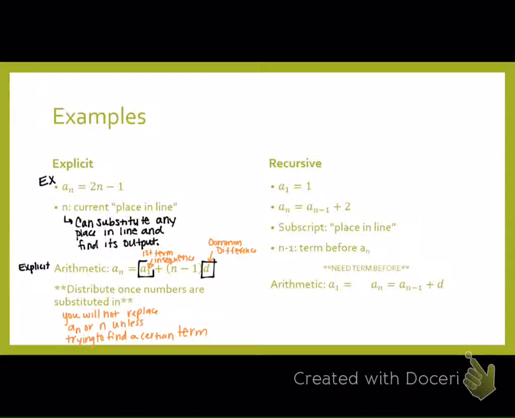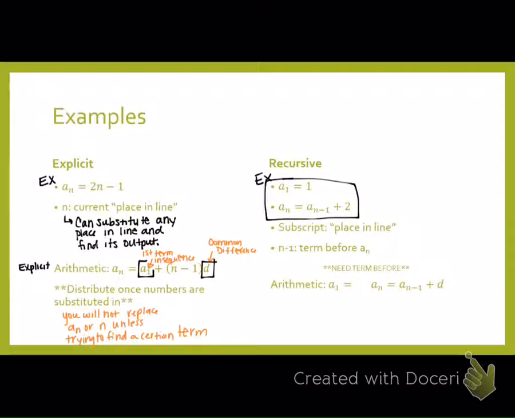The recursive is more like a next now. So this is the whole entire example for a recursive. You get the first position in line, so this is the first term, and it tells you what you can do to the previous term. So n minus 1 means the previous term, because minus means the one before, right? So you take the previous term and add 2. So what would the second term be? 3. What would the third term be? 5. So you keep adding 2.